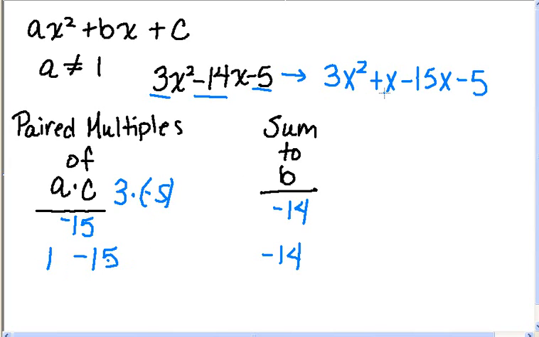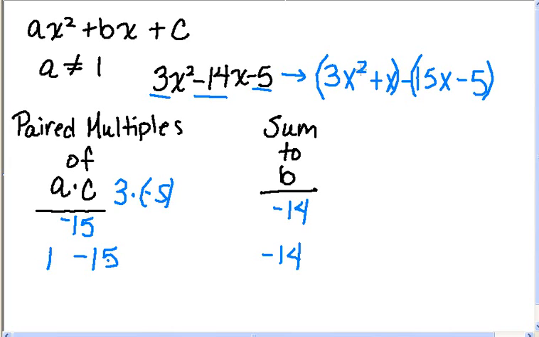Notice that if I combine like terms, x minus 15x would give me right back my minus 14x. So all I've done is rewrite this problem, but I used my two paired multiples to replace minus 14x with x minus 15x. Now I can solve this using the grouping method. And the grouping method goes that I can group the first two terms together, and I can group the second two terms together. And I want to pull out anything I can.